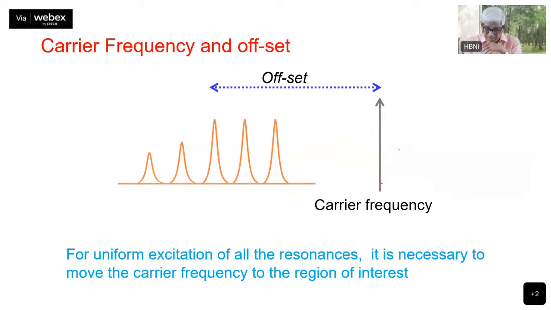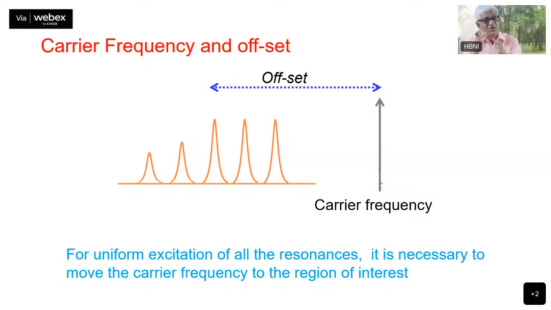Therefore, this frequency is shifted to a particular point, and therefore it is called the carrier frequency. You can move this around. You can use 10,000 hertz or 20,000 hertz, things like that. For uniform excitation of all resonances, it is necessary to move the carrier frequency to the region of interest.